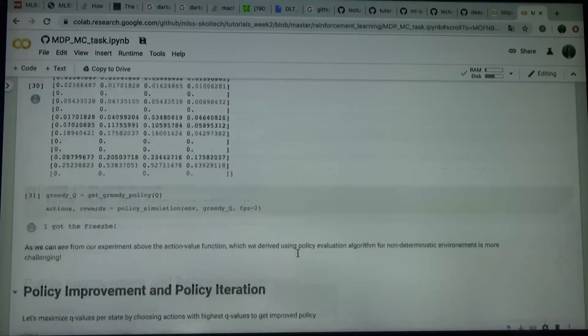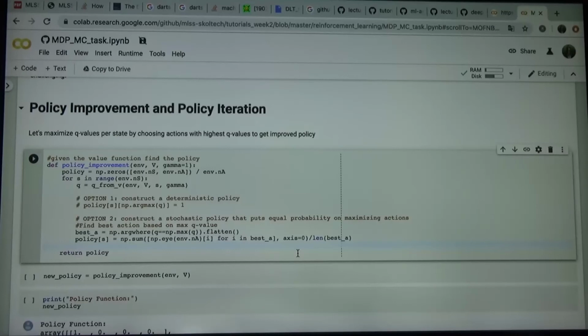So let's try to do that very quickly, because we have 6 minutes, right? Not done. Okay, 6 minutes, it's fine. Oh, yeah, I predicted that, and I have left you the code for policy improvement.